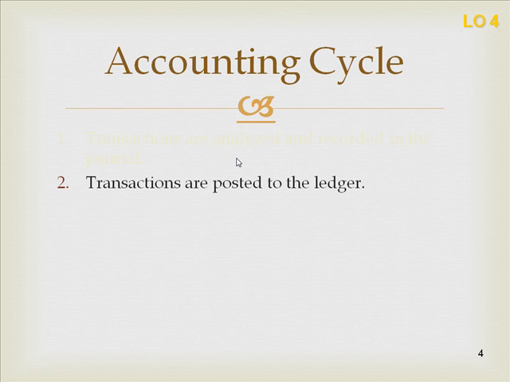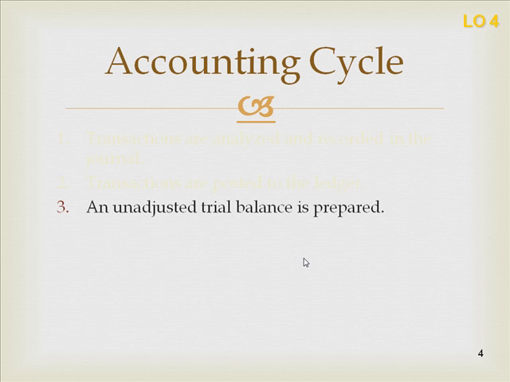The second step is to post the journal entries to the ledger. So the official way of saying it is transactions are posted to the ledger, but for the purposes of memorizing, I will say post to the ledger. The third step is to prepare an unadjusted trial balance. You completed this in Chapter 2, so Step 1, Step 2, and Step 3 cover Chapters 1 and 2.